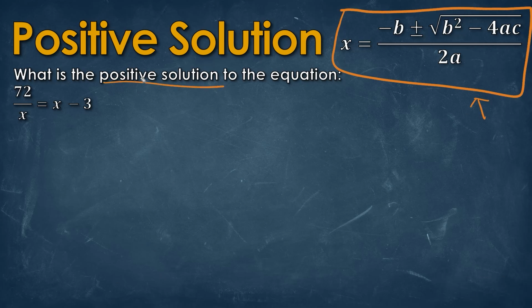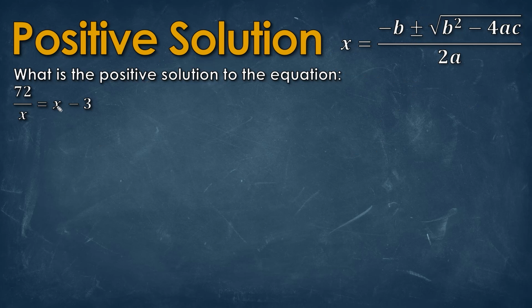The reason why we talk about this positive solution is because of the quadratic formula. There's a plus or minus sign, so that's going to give us one answer that has a plus and one that has a minus. When we're looking at the positive solution, it means that we're only going to be looking at one of the values of x, and we're going to be looking specifically at that positive one.